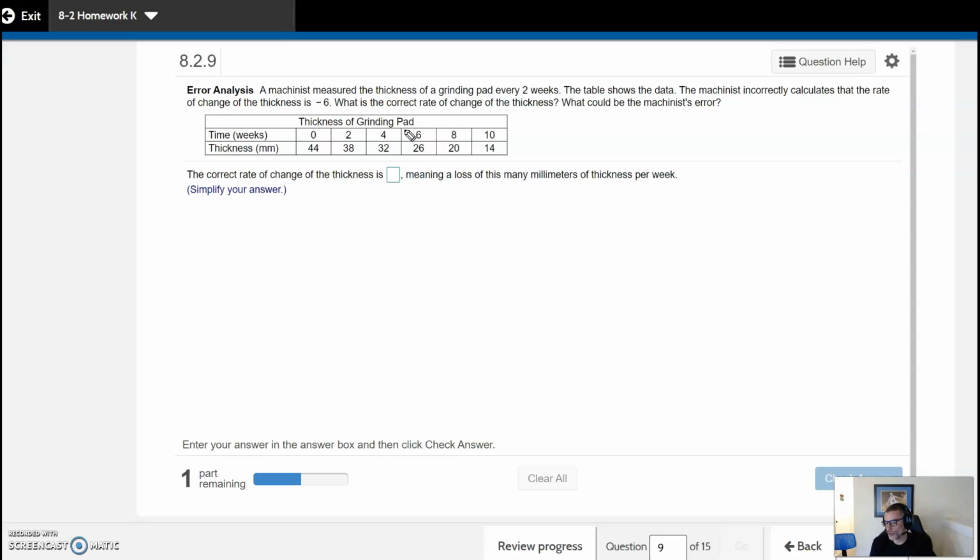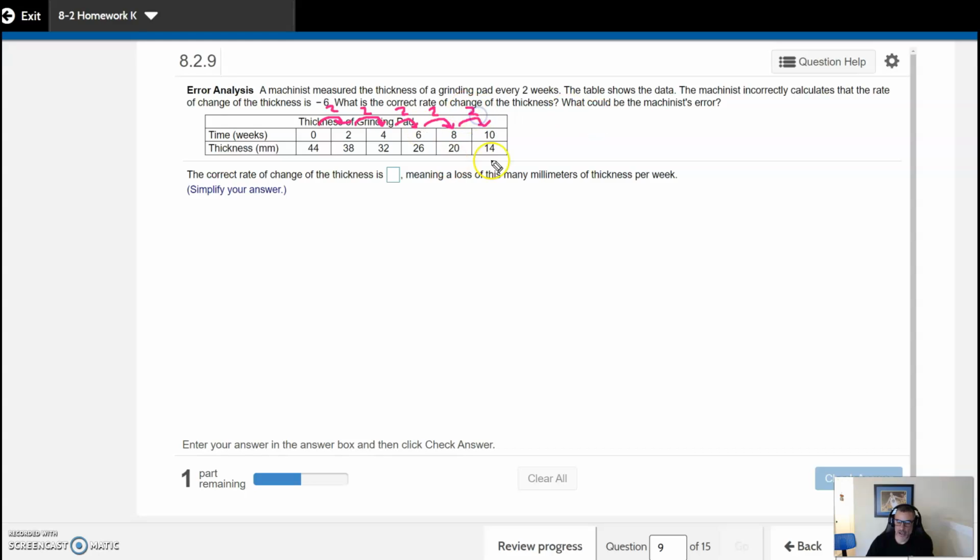The more you use it, the thinner it gets, right? In other words, you use it up. So as time goes by, the thickness is going down. Well, notice with this table, it's not going by 1s, it's going by 2s. So we're actually taking a measurement every 2 weeks, right?